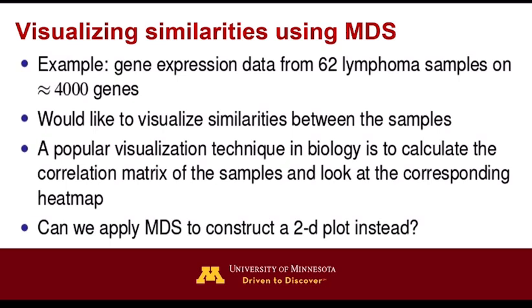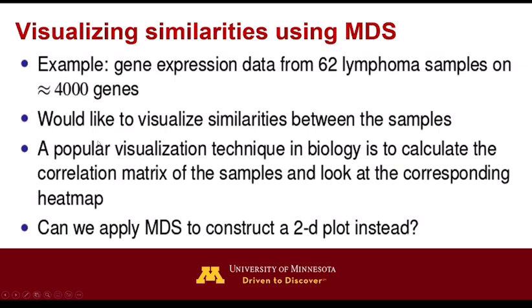Okay, we got 62 lymphoma samples, and each of these samples has 4,000 genes. Of course, we got 62 samples and 4,000 genes. That's high dimensional data. Is there a way we can actually project this into two-dimensional space? That was why I said we would like to visualize similarity between the samples. And don't forget, how many samples do we have? We got 62, and each of them has 4,000 genes.